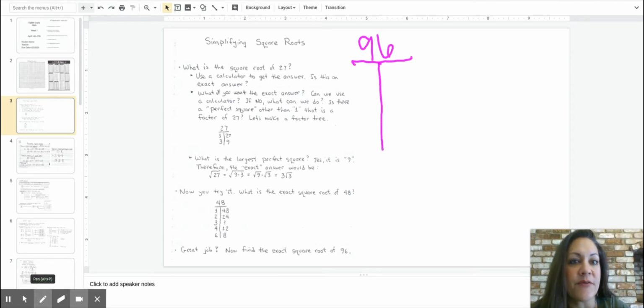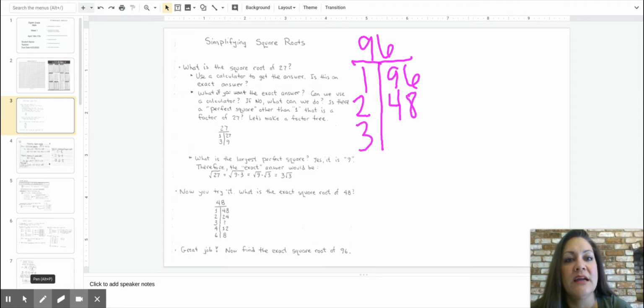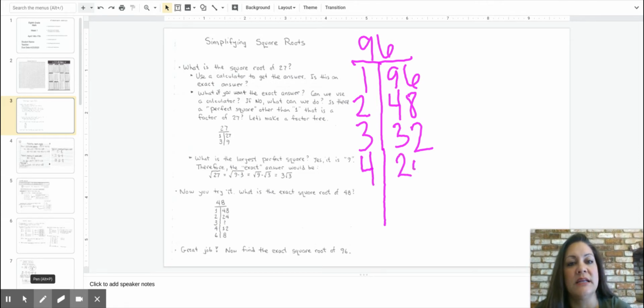Okay, so I know, of course, 1 times 96. It's an even number, so it's going to be divisible by 2. 45 and 45 is 90, and then 6, that's going to be 3 more, so that's going to be 2 times 48. 3 goes into 9 3 times and into 6 twice. 4 goes into 9 2 times, which is 8. It leaves us with 16. 4 goes into 16 4 times.